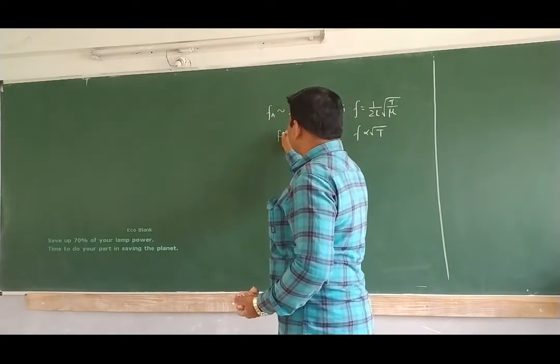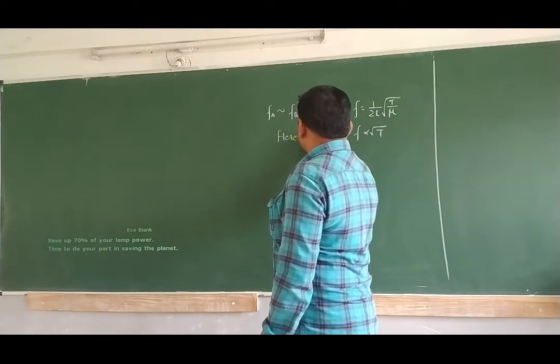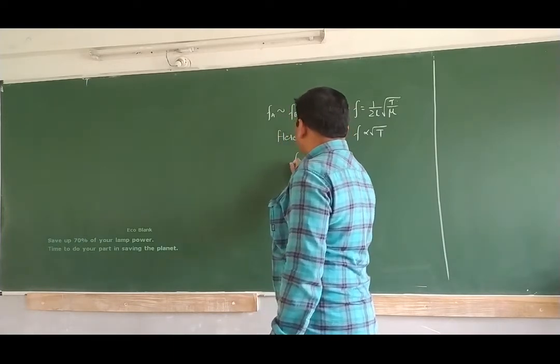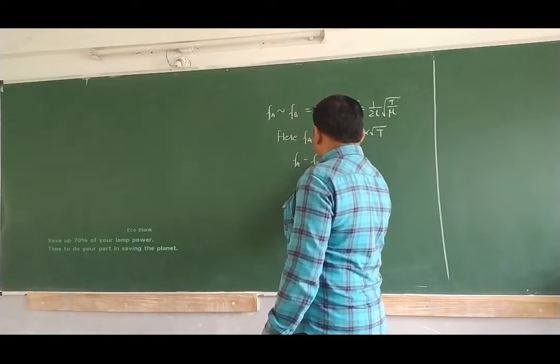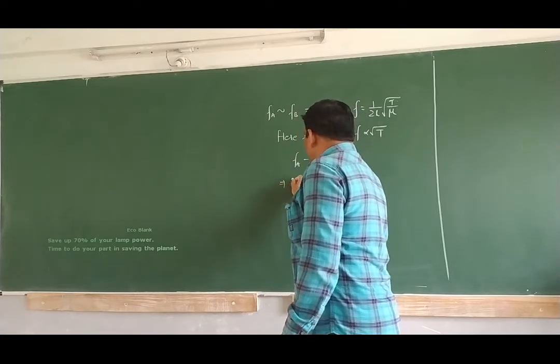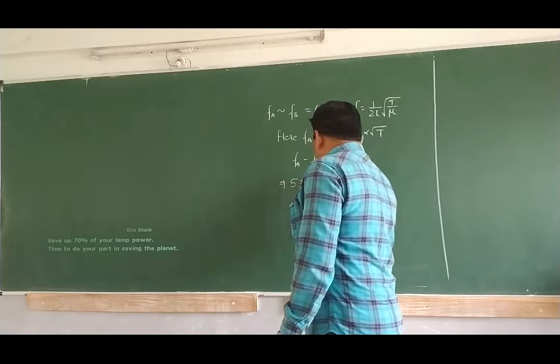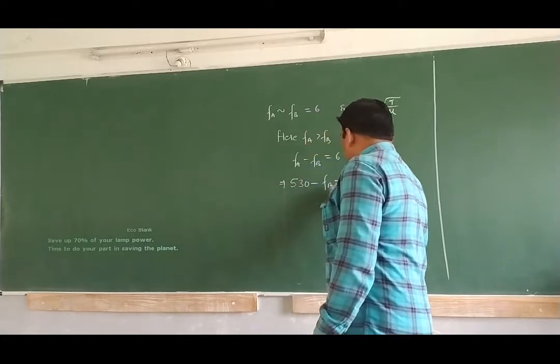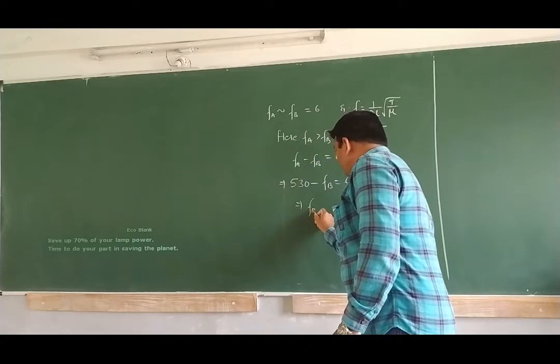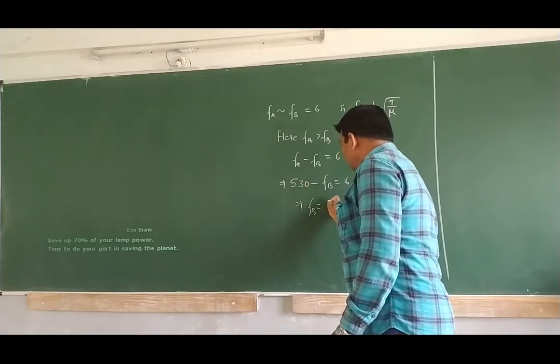Therefore, here FA is greater than FB. Therefore, what can I say? FA minus FB is equal to 6. FA is given as 530 Hz. FB is the question mark. So FB is equal to what? 530 minus 6 is 524 Hz.